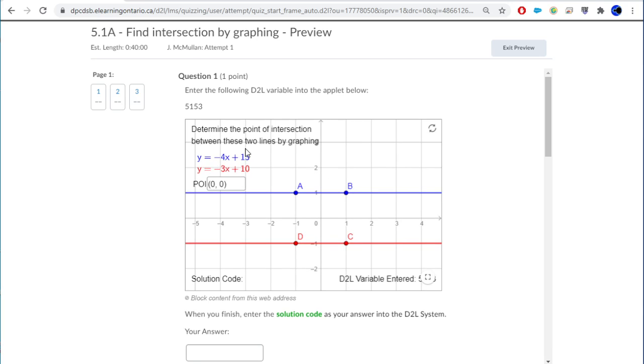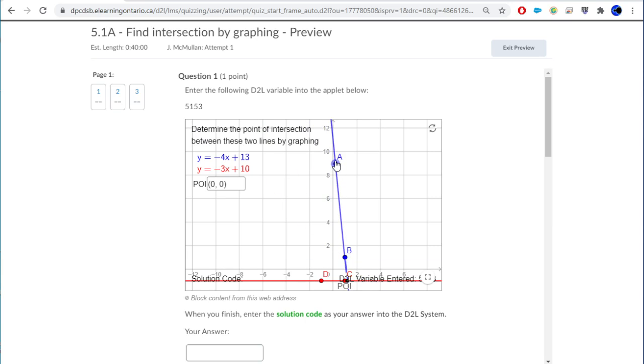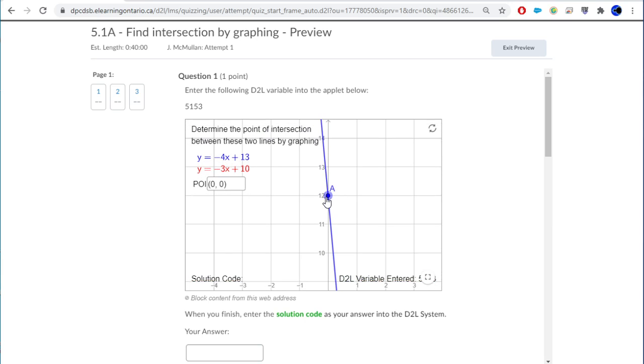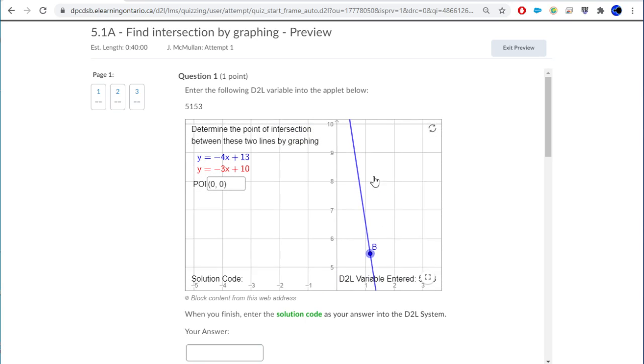So here's a good one where my numbers are kind of big, and this should be a good example. It says negative 4x plus 13 is my blue graph. So to draw negative 4x plus 13, I'm going to start by zooming it out. And I'm going to start my blue line all the way up here at 0 and 13, and the reason is that would be the y-intercept of my graph.